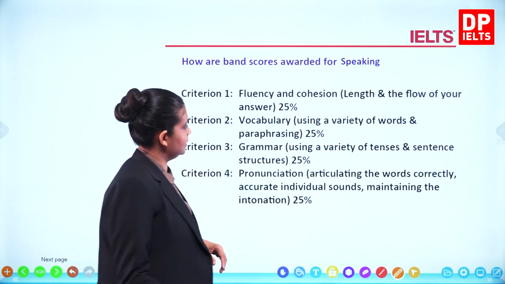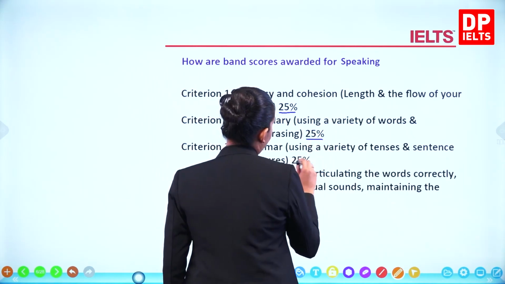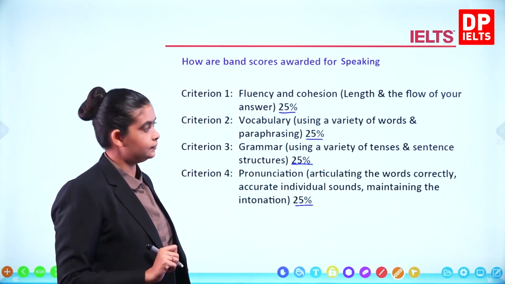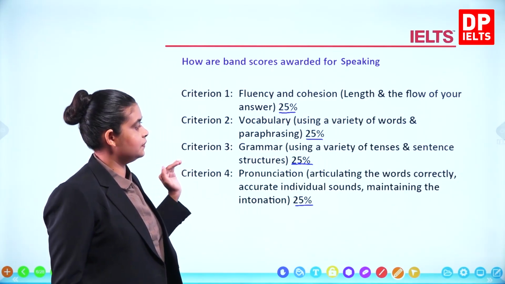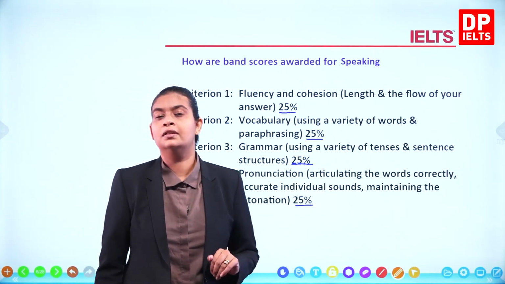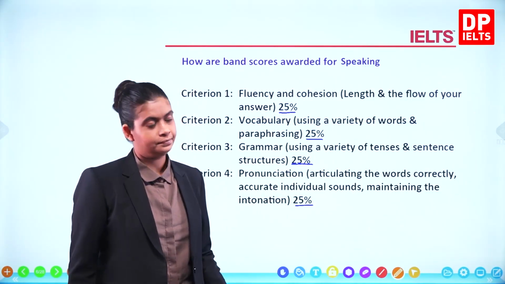But if you can see here, there is an equal percentage for the 4 marking criteria. 25% for fluency and cohesion, 25% for vocabulary, 25% for grammar, and 25% for pronunciation.